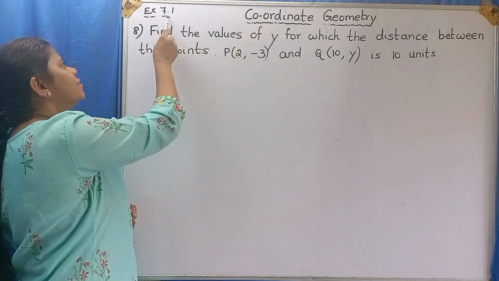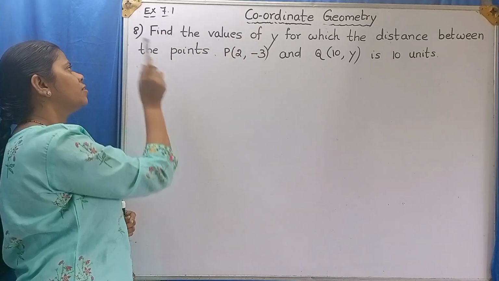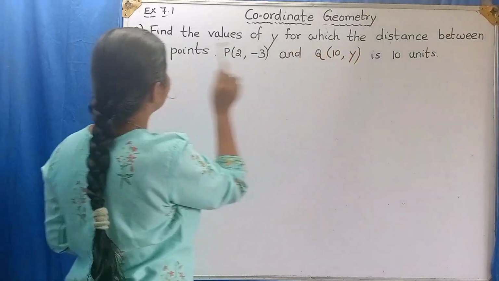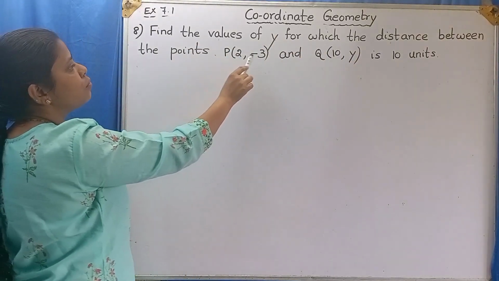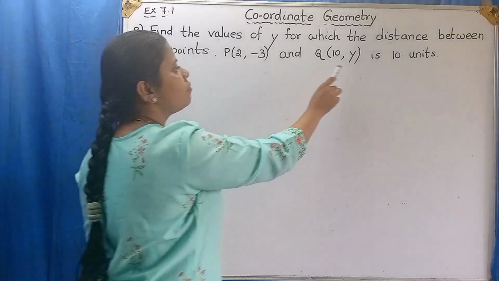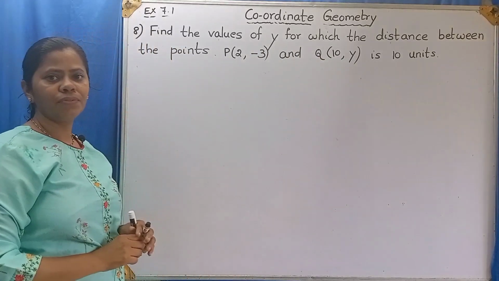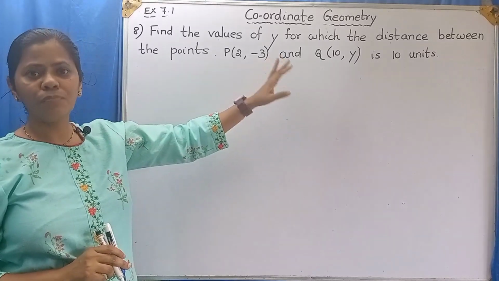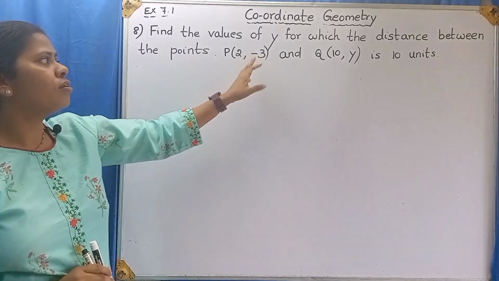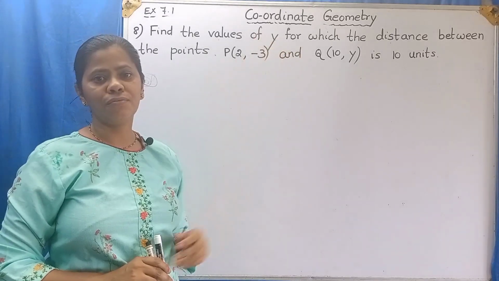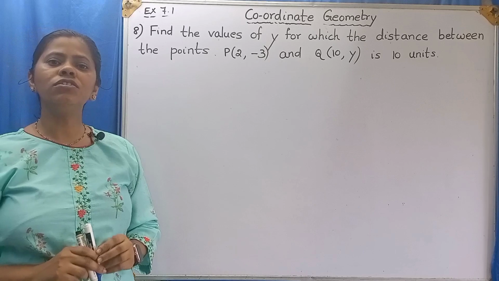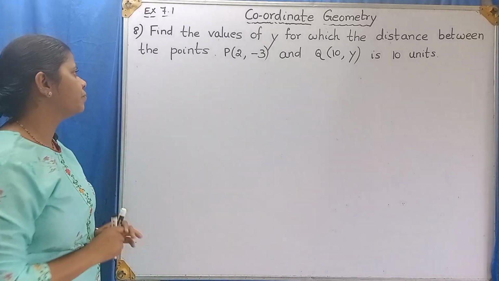Coordinate Geometry, Exercise 7.1, 8th question. Find the values of y for which the distance between the points P(2, -3) and Q(10, y) is 10 units. Let us solve this problem. After solving the problem, I am going to plot these values on the graph. So, for a better understanding of the concept, watch the video till the end.